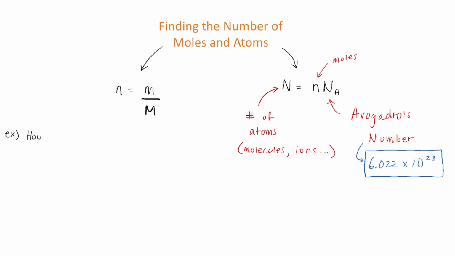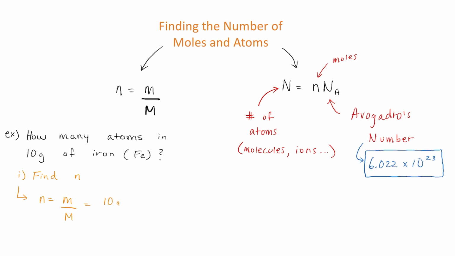And now let's jump right into a question to practice using this equation. In this question, I want to know how many atoms are in a 10-gram sample of iron. Now, in order to use our number of atoms equation, you need to know the number of moles of iron. Luckily, we know how to find the number of moles, so all you have to do is plug in your mass and your molecular weight into your mole equation. And then what you find is that the number of moles of iron is 0.18.